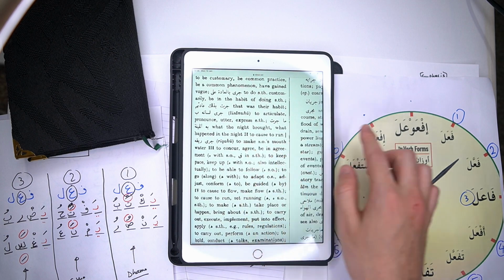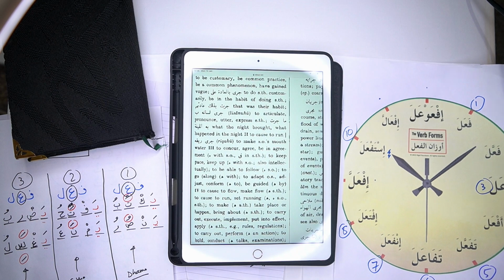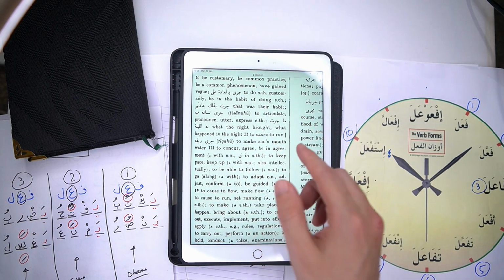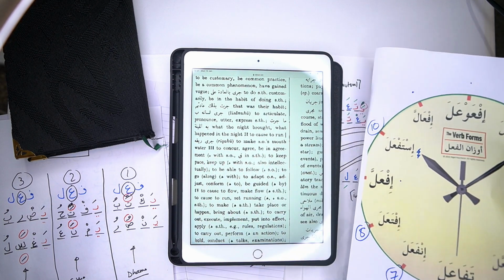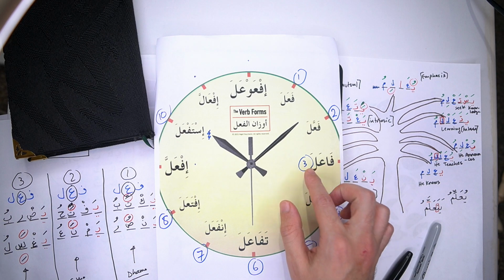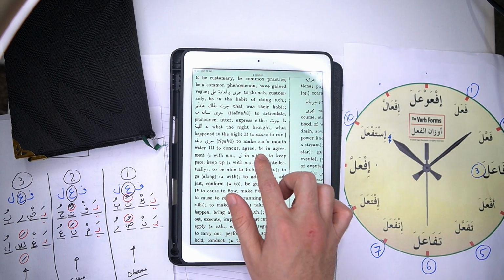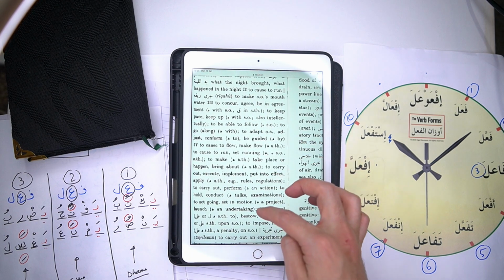Okay, number 2. We got number 2 here. So the pattern is number 2 now. You got a next pattern. So this is to cause to run. So jarra yujarri, to cause something to run. And number 3, so this time it's got number 3, jara yujari. To concur, agree, be in agreement with, to keep peace, etc. So it's got pattern number 3 here.